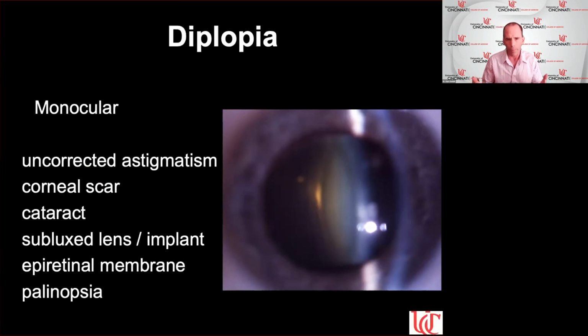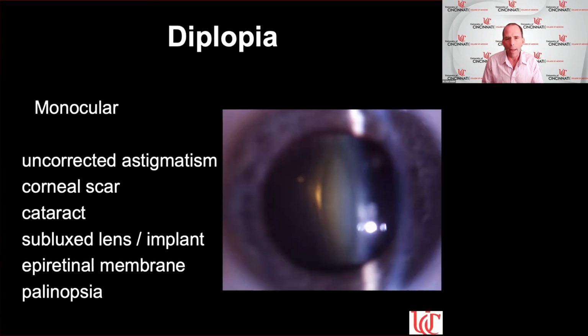A half a diopter of uncorrected astigmatism can cause monocular double vision. Mild or severe corneal scars, cataracts, subluxed lens or implants, rarely an epiretinal membrane can pull on the retina and cause monocular double vision. And then there is something that's neurologic called palinopsia.